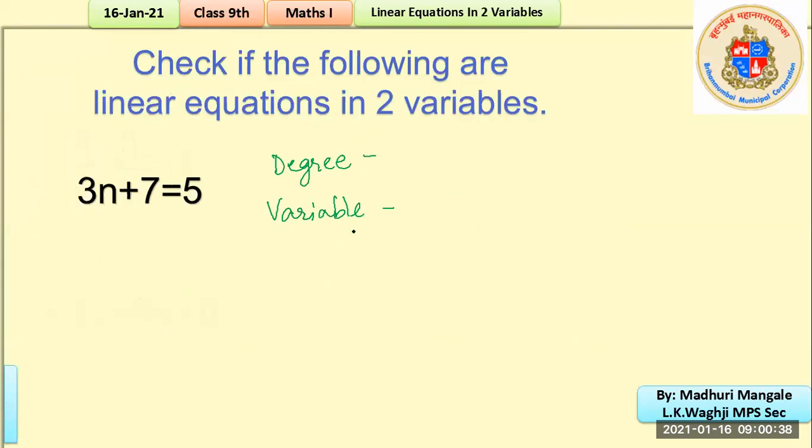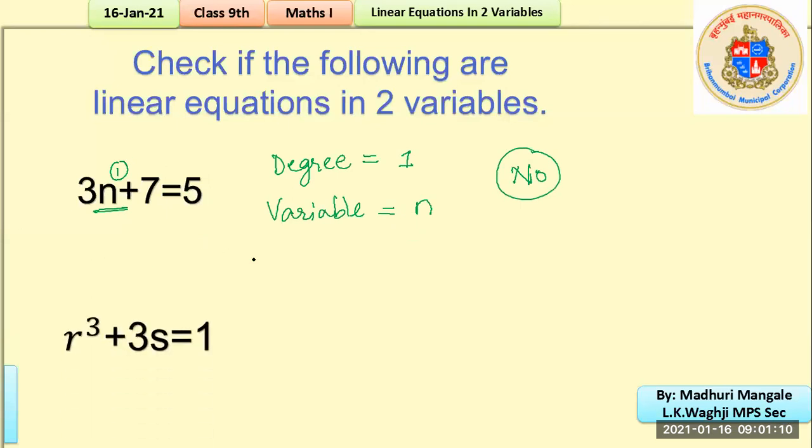I'm giving you 30 seconds. Think, is this a linear equation in two variables? We see the degree here is 1. And how many variables are there? We see there is only one alphabet, n. Only one variable. So the answer is no. This is not a linear equation in two variables, because it has only one variable. Try this one.